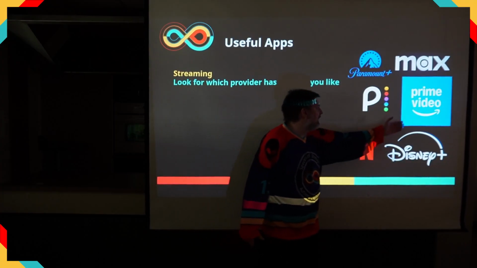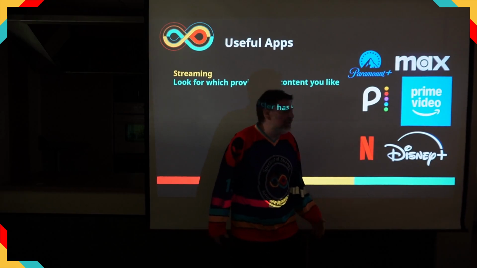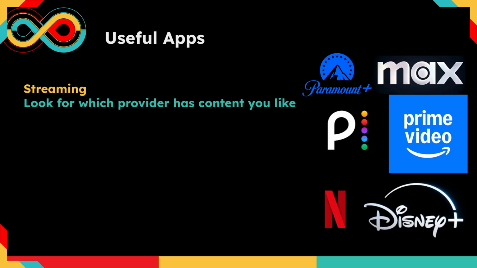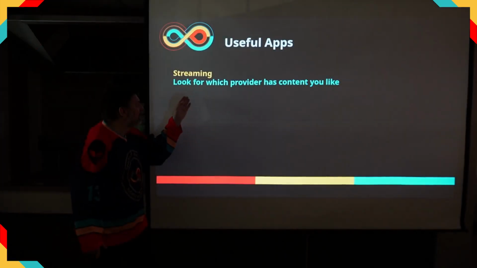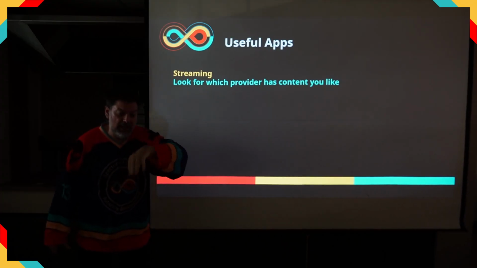So then Netflix and Amazon started making their own TV shows, their own movies. And some of them are actually really good. So that's the landscape of this. Simplest thing to do, look for which provider has the content that you want to watch and subscribe to that one.